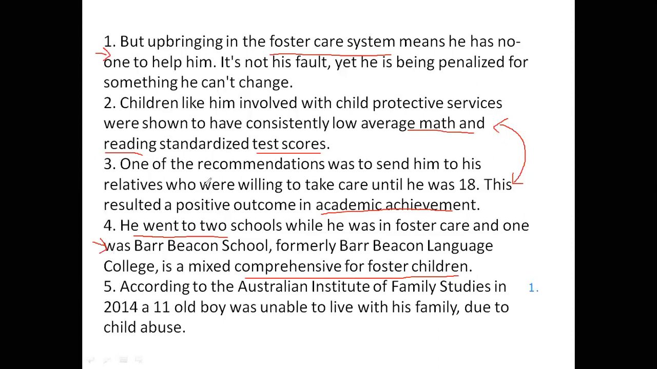So let's begin our sentence. Now we move on to our third step, which is rearranging. So we start rearranging. So this one is our first sentence.